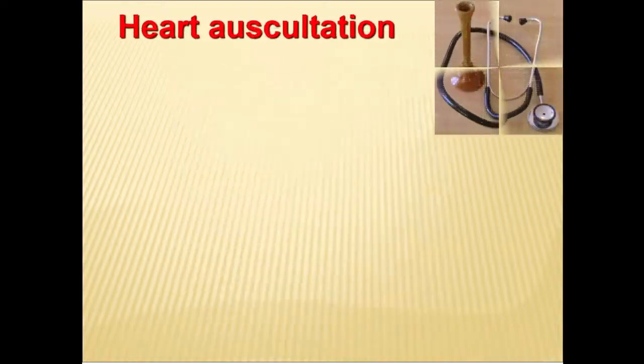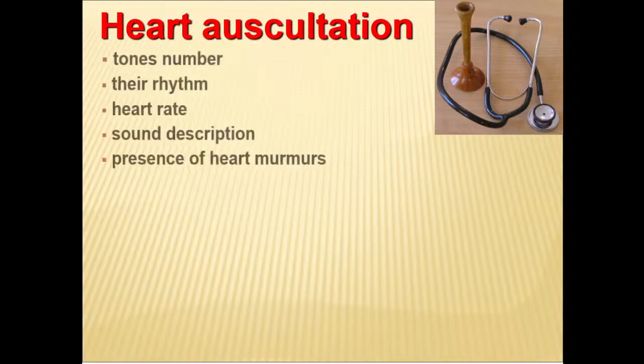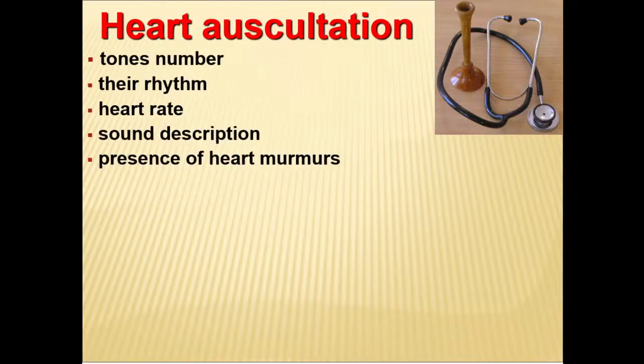And last, we finish auscultation of the heart. Let's formulate full conclusion. I'll again remind you. During heart auscultation, we pay attention to number of tones, which normally must be 2. The rhythm, which must be regular. We'll count heart rate, which varies from 60 to 80 beats per minute. We'll give description of sound and pay attention to additional sound, which will be assessed as additional tone or murmurs.